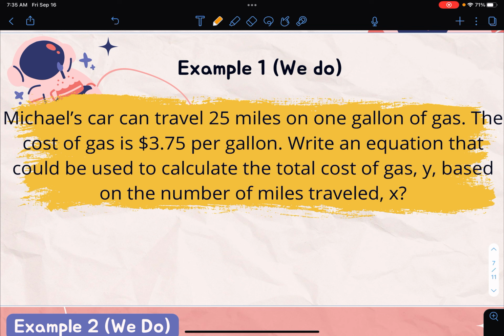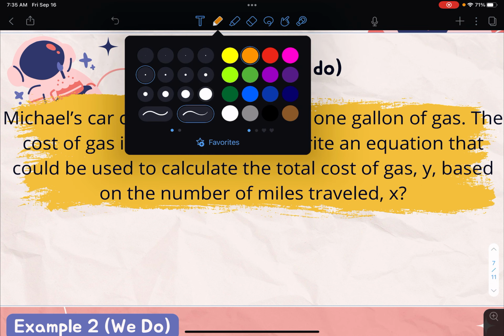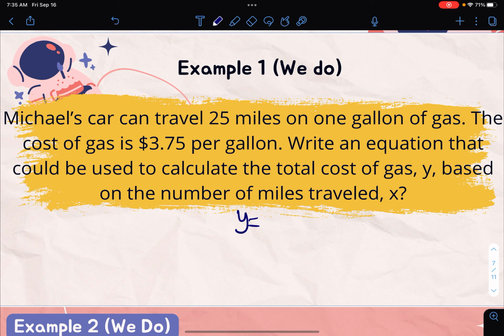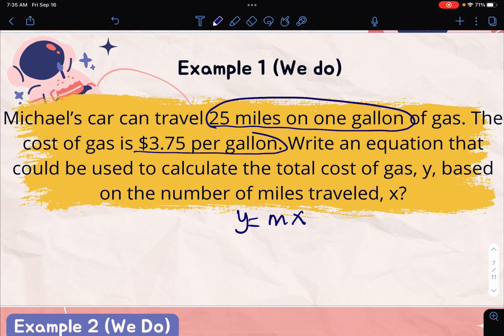miles traveled, x. Okay? So we need to write our equation, and so our equation is going to be y equals, I'm going to change the color so we can see it, mx, okay? Not k, x, sorry. Okay. So we have 25 miles for 1 gallon and 3.75 per gallon. So which of those is the one that's going to happen continuously or happen more than once, okay? So if you said 3.75, it is correct. So that means you're multiplying 3.75 by the x.